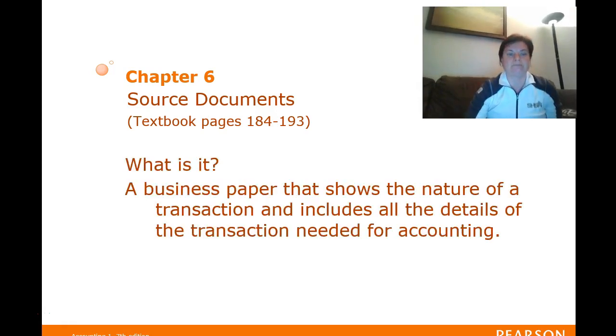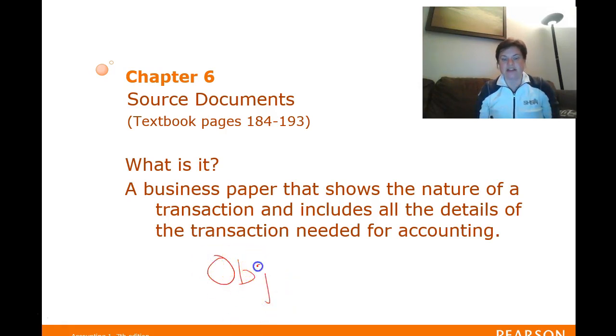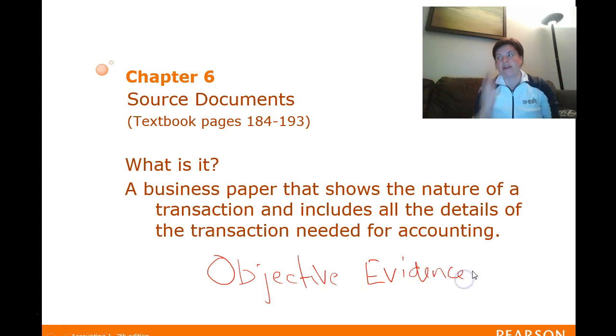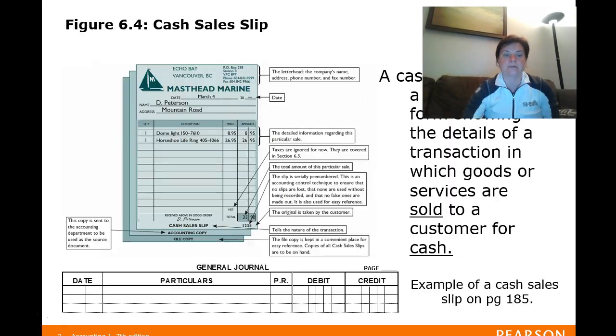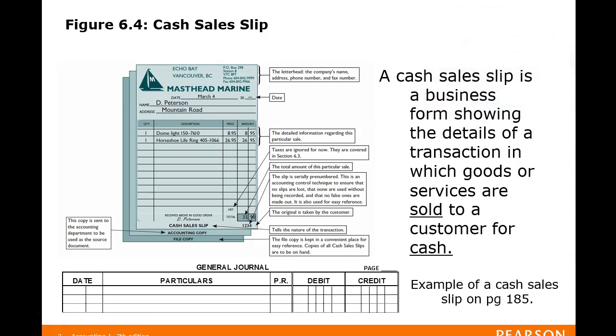So let's go on. A source document, like I said, is a business paper that shows the nature of the transaction and includes all the details of the transaction needed for accounting. It is what we said before, objective evidence, and helps us to ensure that we're meeting the objectivity principle from our accounting standards. So here's our first one. I'm going to close me because these slides are quite busy.